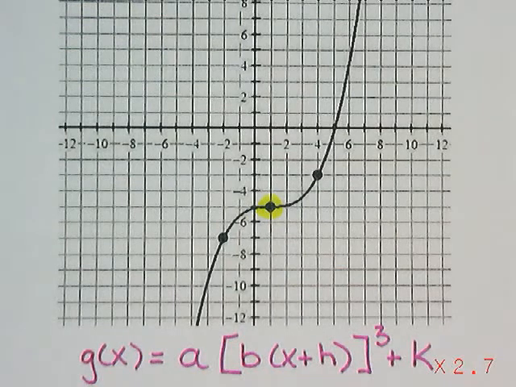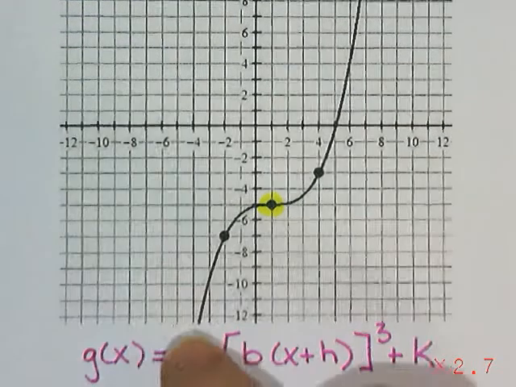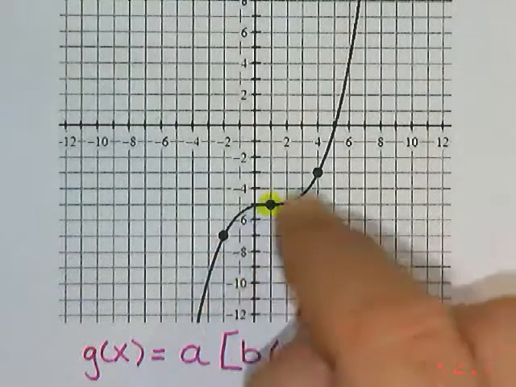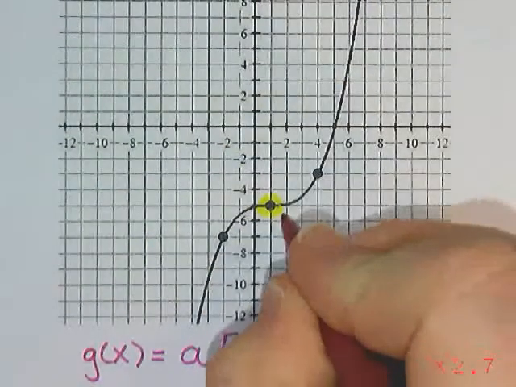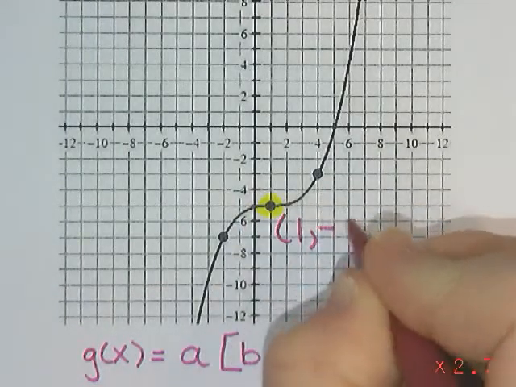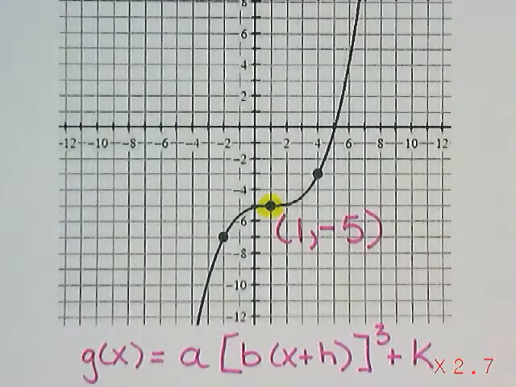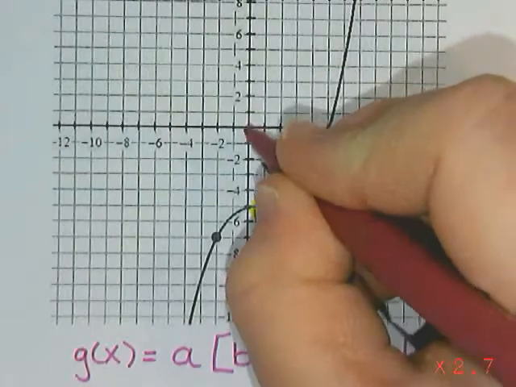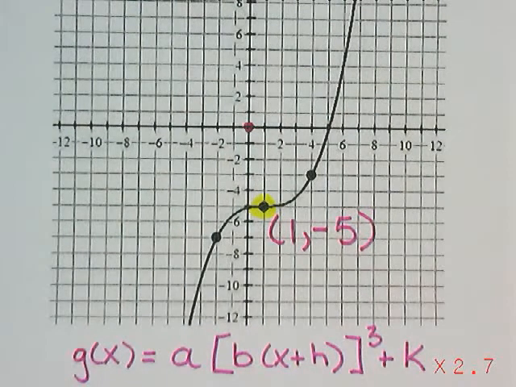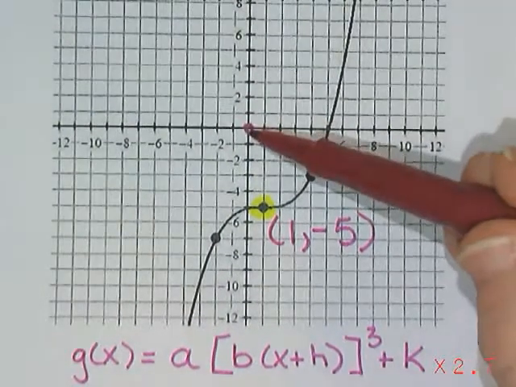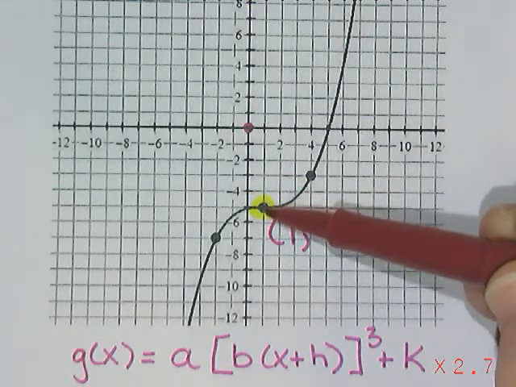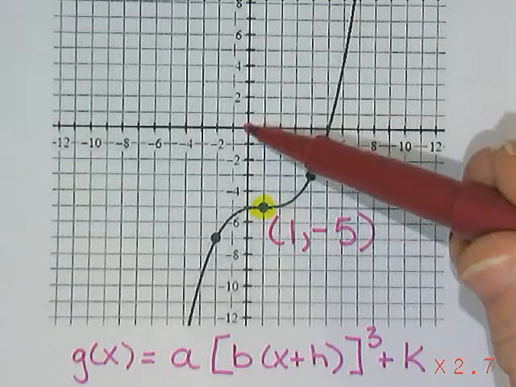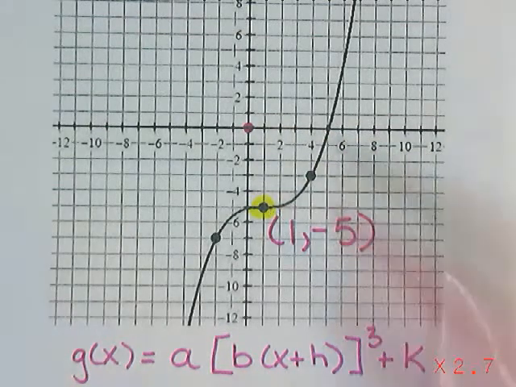So there's an inflection point there where it is changing from being concave down to concave up, and this is the point 1, -5. Now, traditionally, the inflection point on your graph would start at 0, 0. So that means that this graph has moved down 1, 2, 3, 4, 5 spaces, and it has gone right 1. So it's gone down 5 and right 1.